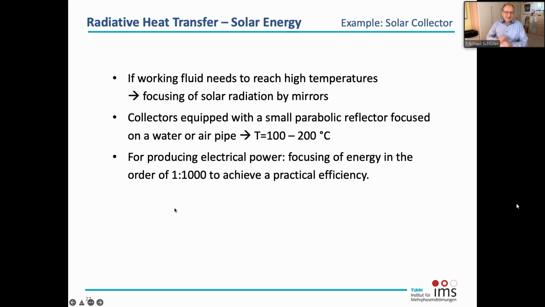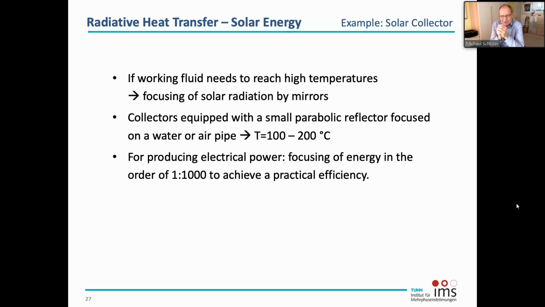So here are some hints for designing such solar collectors. The working fluid needs to reach high temperatures for sure. So that's what we do, and therefore usually we try to focus the solar radiation by some additional shields, for example by mirrors, and very often the collectors are equipped with small parabolic reflectors that focus the radiation on a water pipe, and this helps us to come to temperatures from 100 to 200 degrees Celsius.